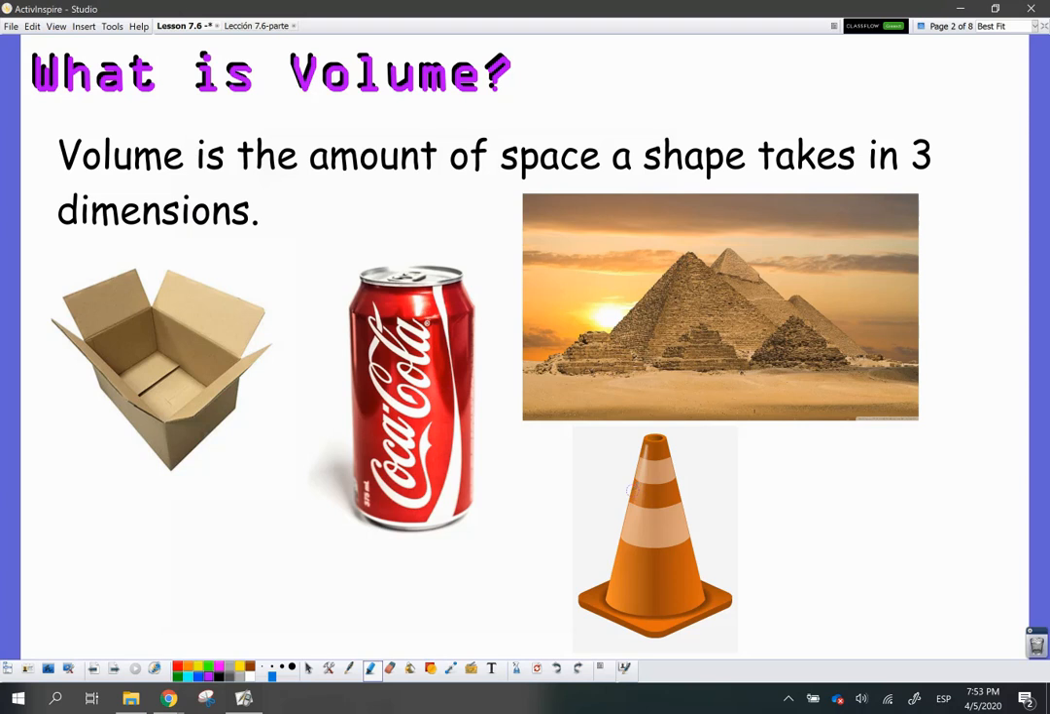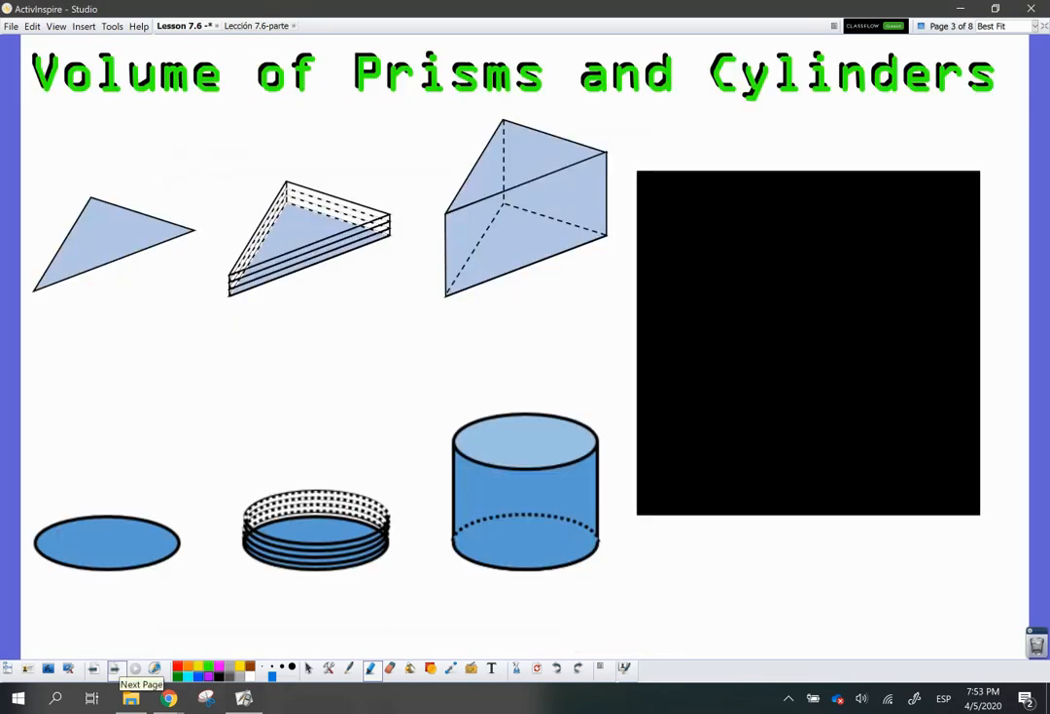So every shape on your screen here is taking up a certain amount of volume because it takes up a certain amount of space. Now that we know what volume means, let's take a look at how to find it. We're going to start by finding the volume of prisms and cylinders.